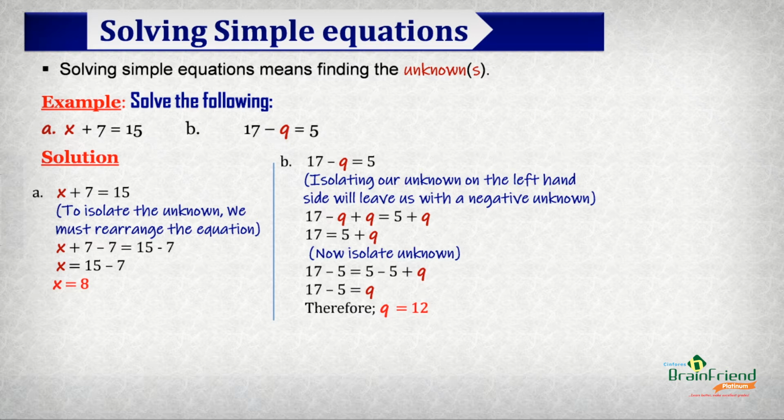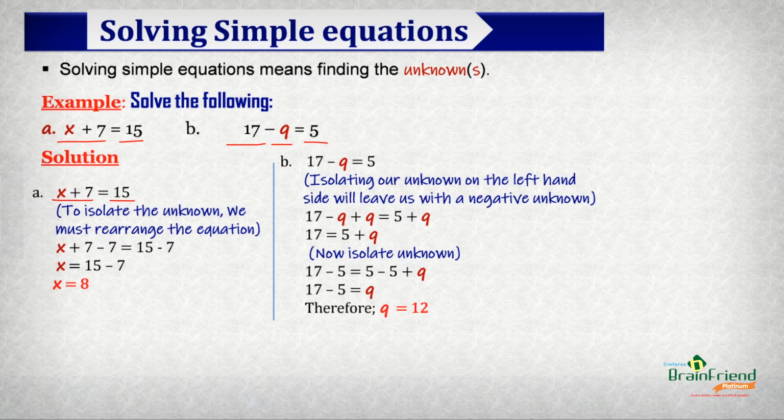Now, let's look at some examples. The first example, we have x plus 7 equal to 15. And the second example, we have 17 minus q equal to 5. Now, to solve that, for the first example, where we have x plus 7 equal to 15, recall that I mentioned the first thing to do is to isolate the unknown. So we must start arranging our equation to have the unknown on one side, the left-hand side.